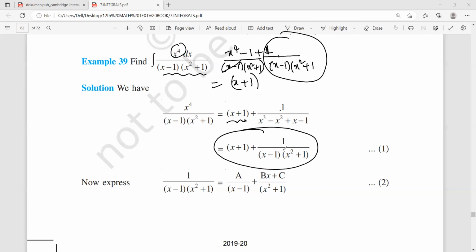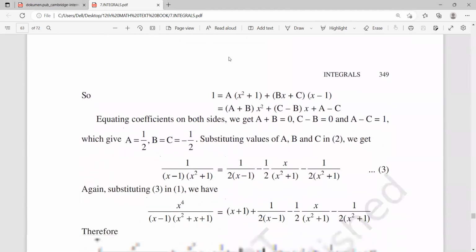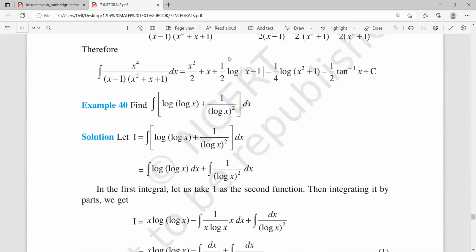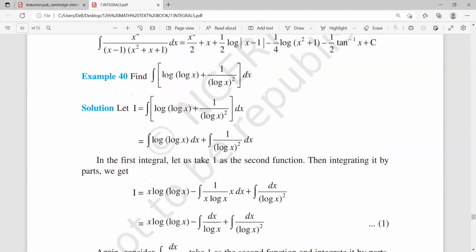Then again this one is partial fractions. You must do this: A by x minus 1 plus bx plus c by x square plus 1. Once you go through that, you see how you get it. This is a very, very important question. Question number 40.